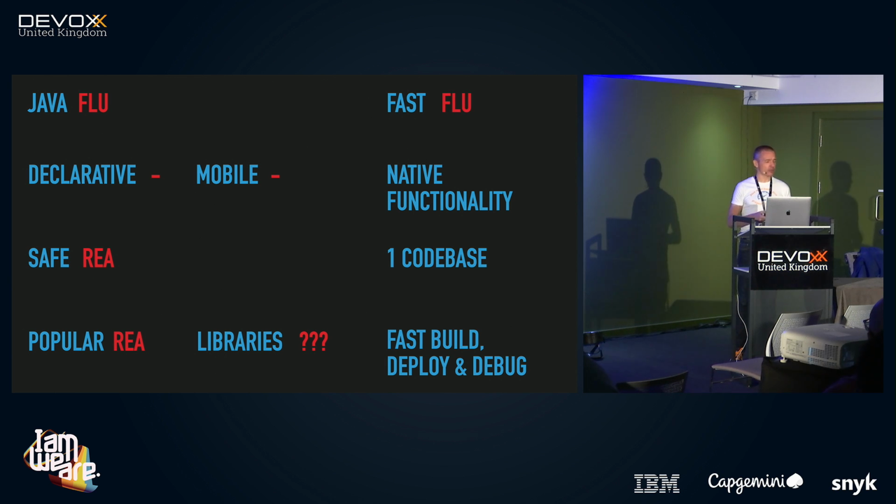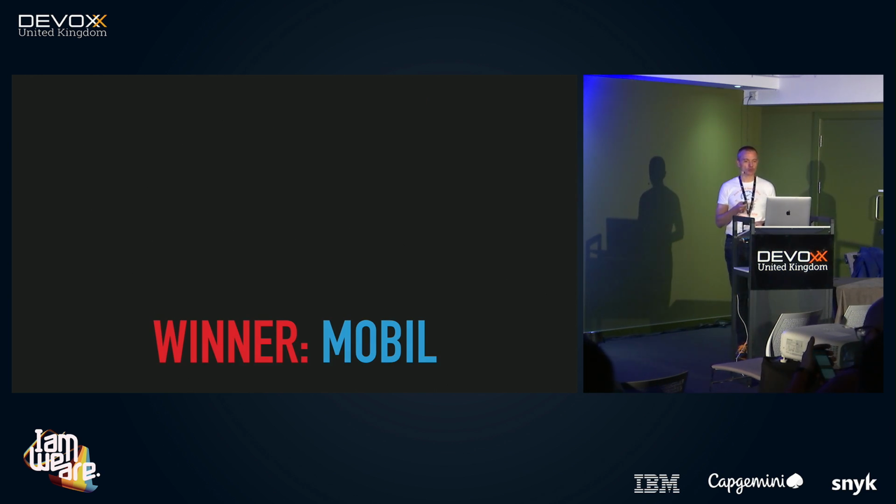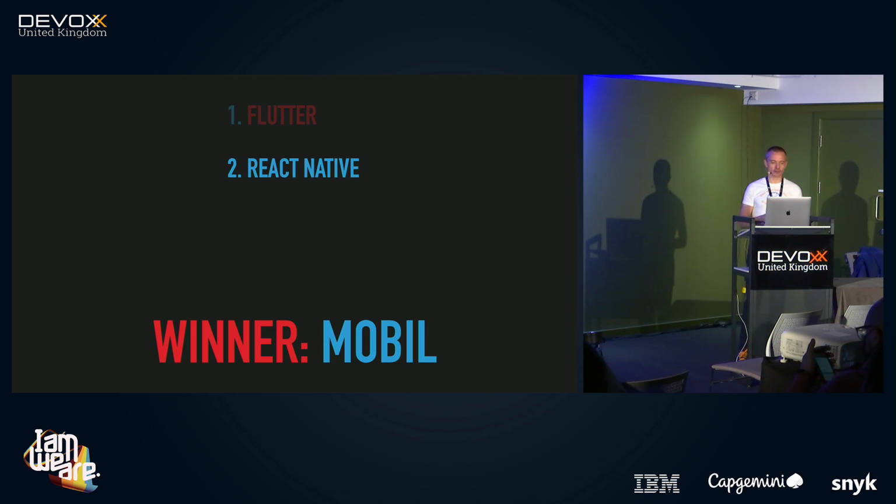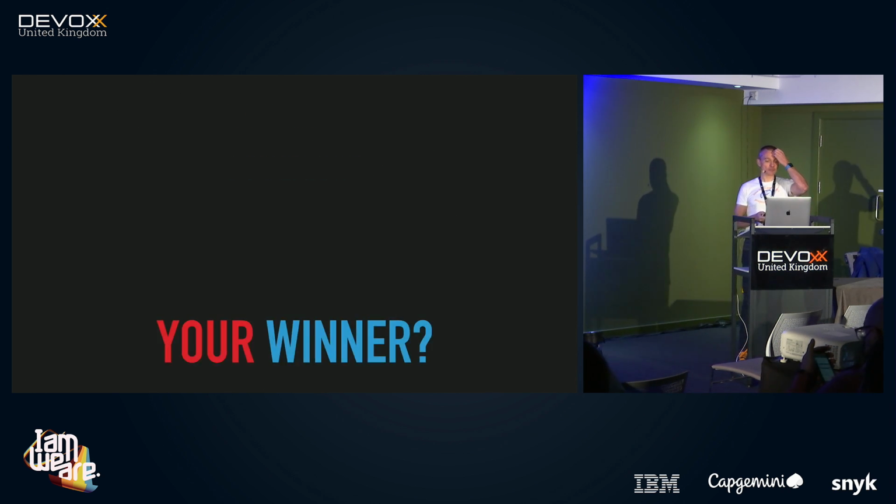Flutter creates faster applications. It's also easier to get access to native functionality with Flutter. Both have one code base, so a draw again. And for build, deploy, and debug, I think it's probably a draw. But you can really get used to that, pressing save and then a second later having the changes running in your code. So who's the winner? Flutter to me is the winner, and React Native takes home second prize.